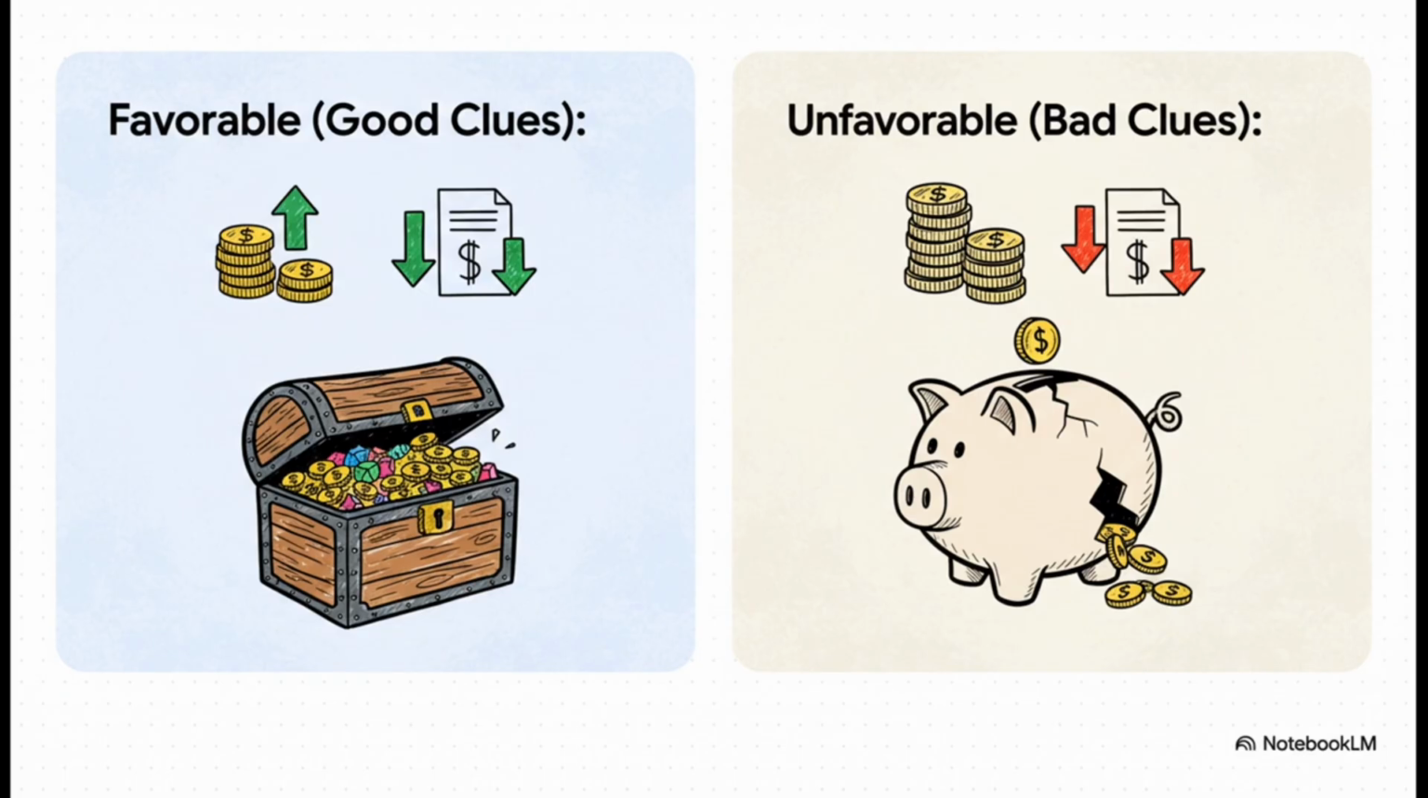A favorable variance, that's a good clue. It means you either made more money or you spent less money than you planned. Awesome. An unfavorable variance, well, that's a bad clue. It points to lower revenue or higher expenses. Both are totally essential for understanding the full story of your net operating income, or NOI, which is basically your property's profit before you deal with the mortgage and taxes.